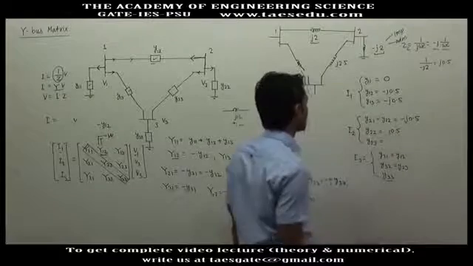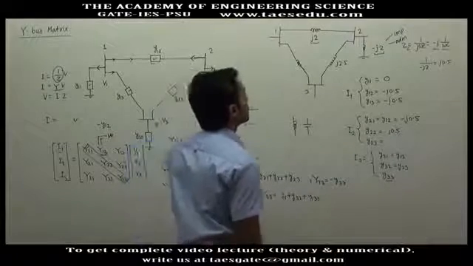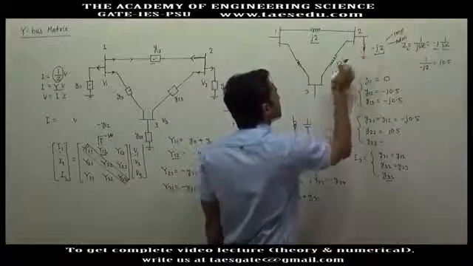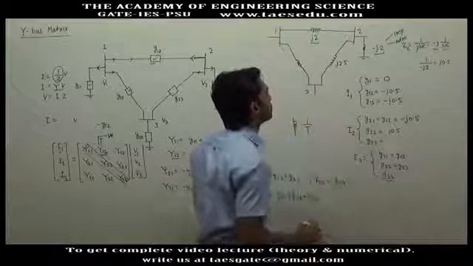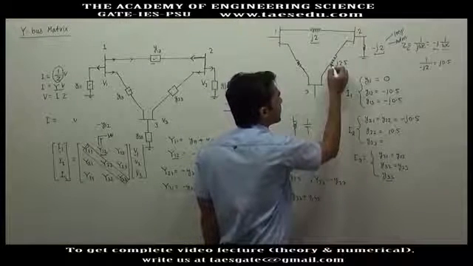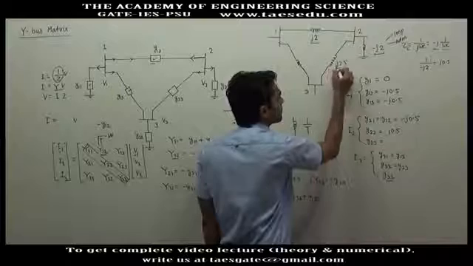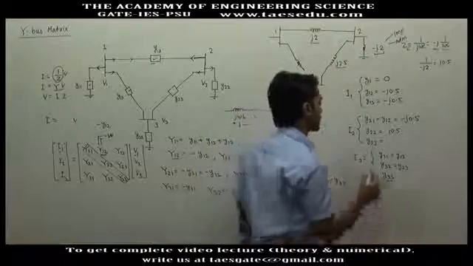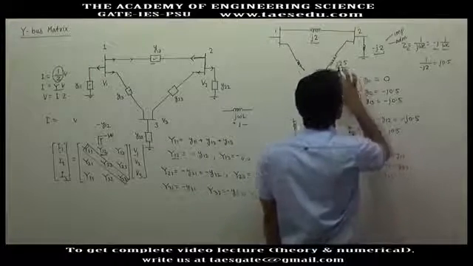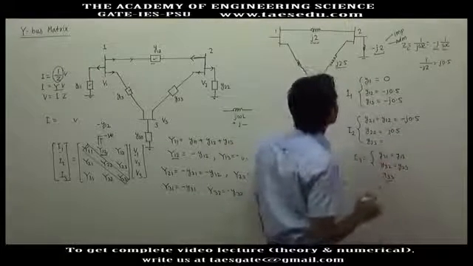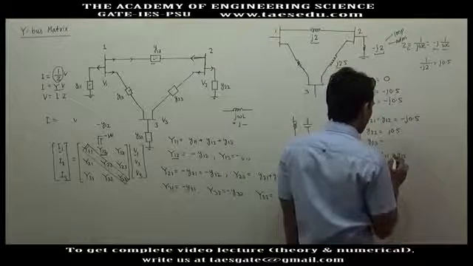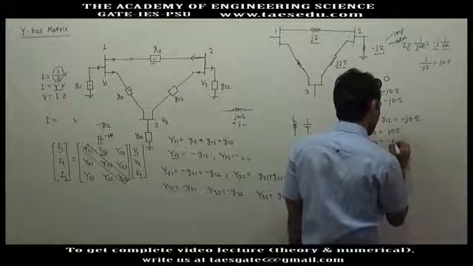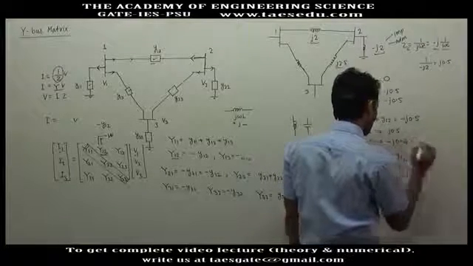Okay, what will be y23? Here you are given an inductor with positive j, so this will be impedance. You need to take the inverse of it. The inverse of j 2.5 will be minus j 0.4.